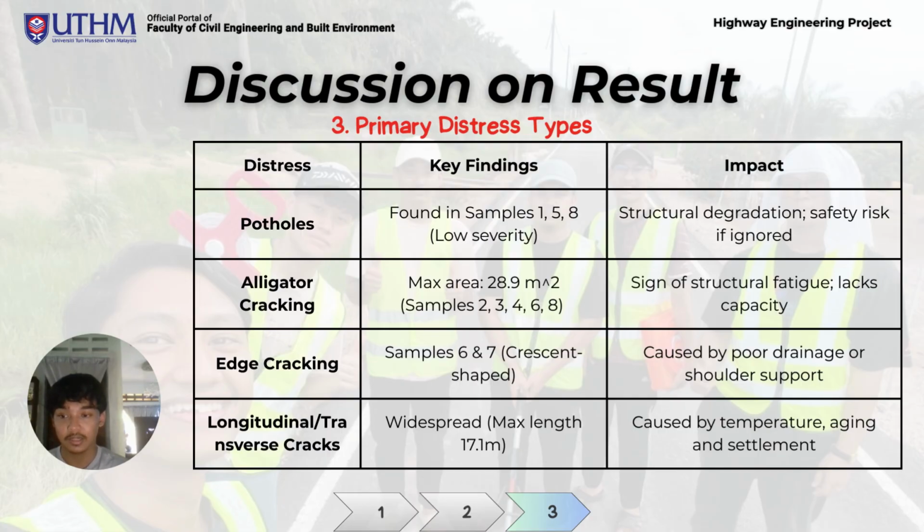Next, edge cracking appears in samples 6 and 7, mainly in crescent shapes. This is commonly caused by poor drainage and weak shoulder support. Lastly, longitudinal and transverse cracks were widespread, with cracks reaching 17.1 meters, mainly due to temperature changes, aging, and settlement. Overall, this distress suggests that timely maintenance is required to prevent further deterioration and ensure road safety.